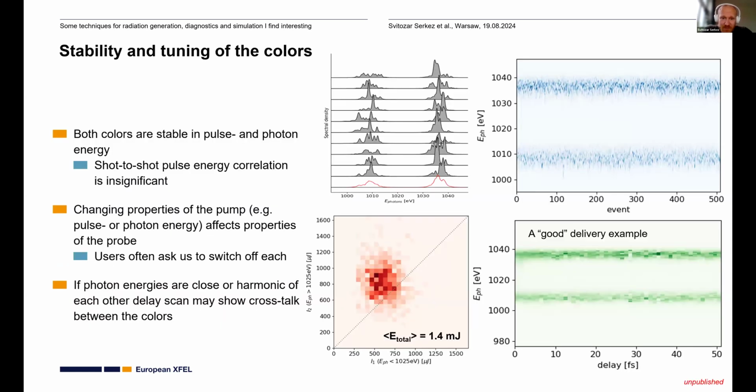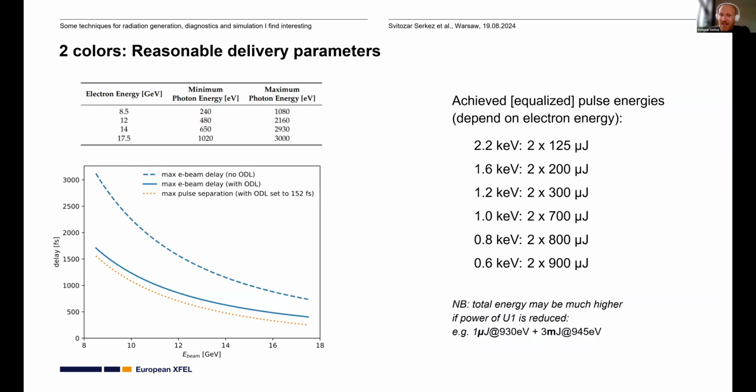And yes, we have demonstrated nice stability and no interplay between the two colors. Pulse energies are also quite good, up to 1 millijoule per pulse, which is really a lot when it comes to split undulator schemes. And we explored them up to almost 3 keV.